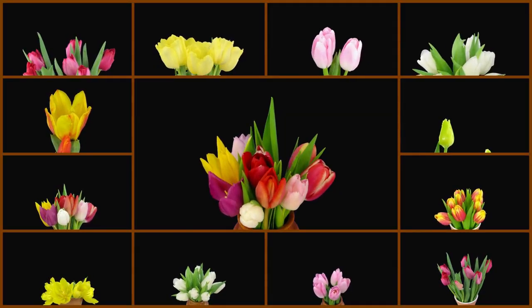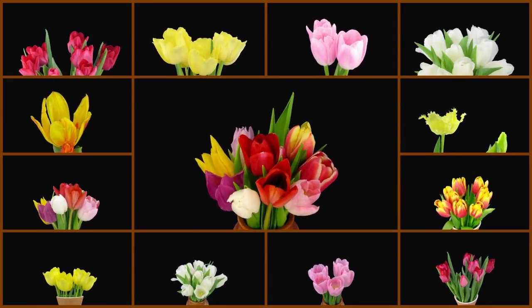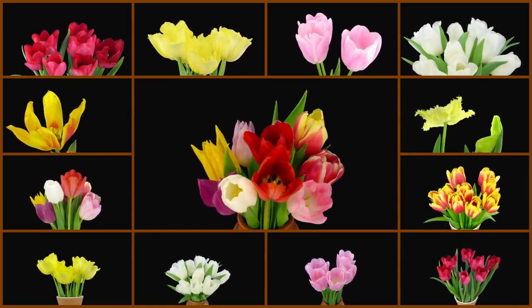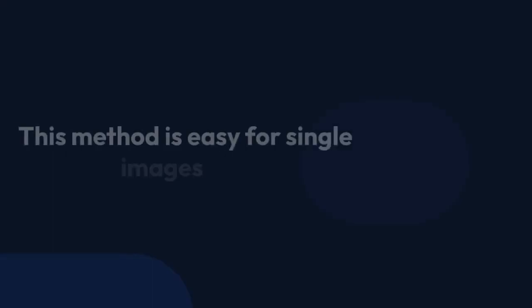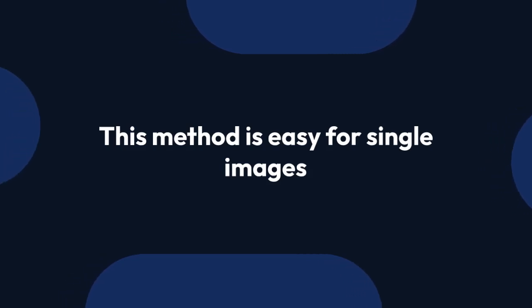Once you've converted your TGA file to a PNG or JPG, open Blender, go to the image editor, click Open, and select your newly converted image file. The image will be imported. This method is easy for single images, but an image sequence is far better if you have one.